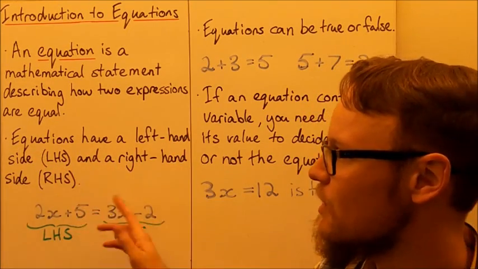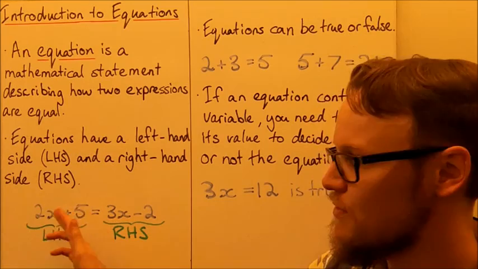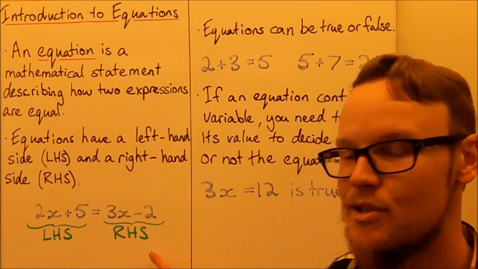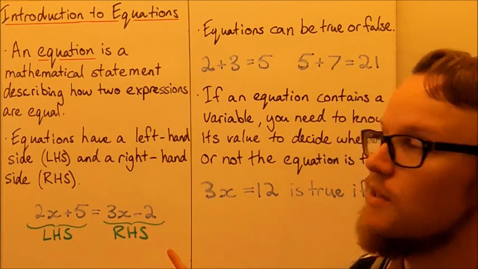Equations have a left-hand side and a right-hand side. So 2x + 5 over here is on our left-hand side of the equation, and 3x - 2 is on the right-hand side of the equation.